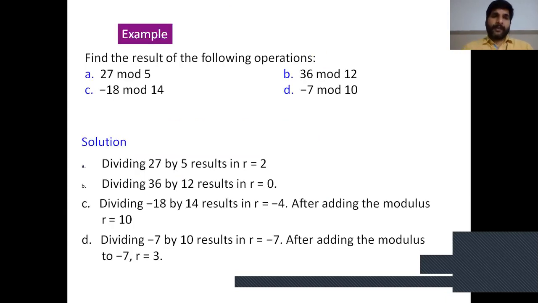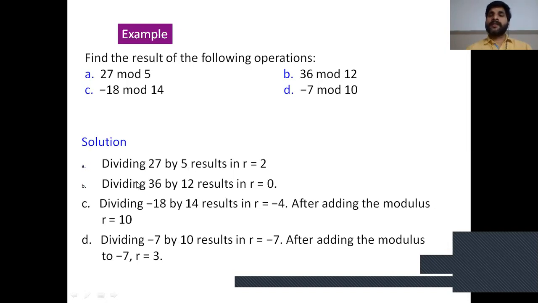For example, find the result of the following operation: 27 mod 5. Dividing 27 by 5, 5 times 5 is 25. 27 minus 25, the remainder equals 2. So we say the r value equals 2 and the quotient Q equals 5.